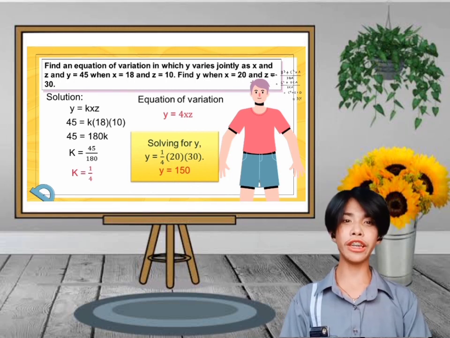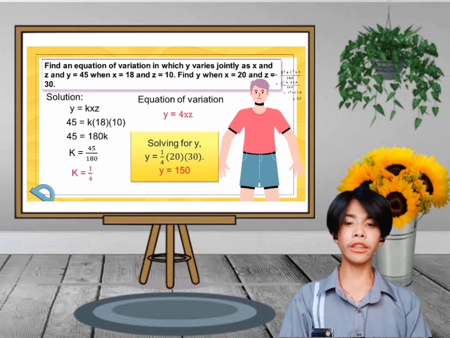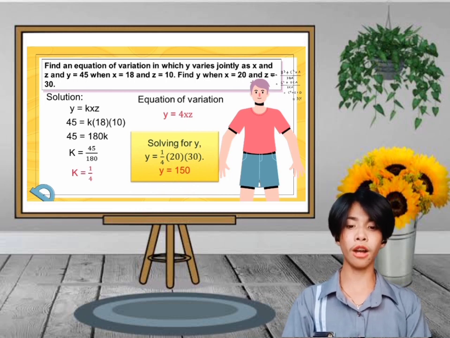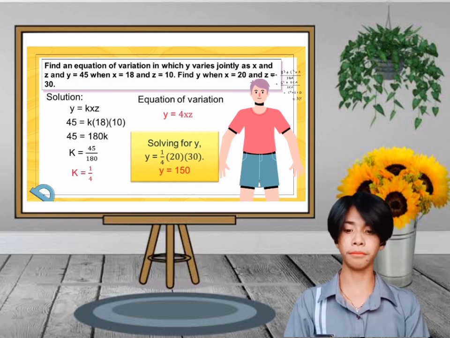To solve for K, divide both sides by 180. K equal 45 over 180. Pag kinuha natin yung lowest term nito, by dividing both numerator and denominator by 45, K is equal to 1/4. And to get the equation of variation, substitute lang tayo, Y is equal to 1/4 XZ.